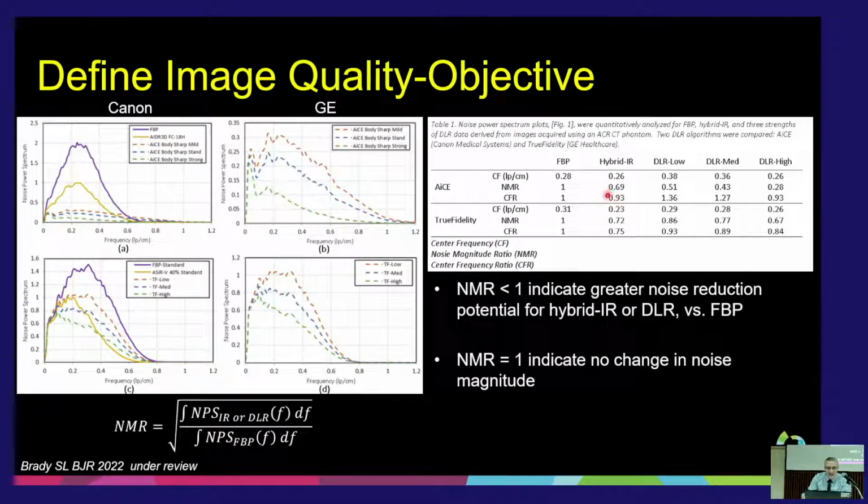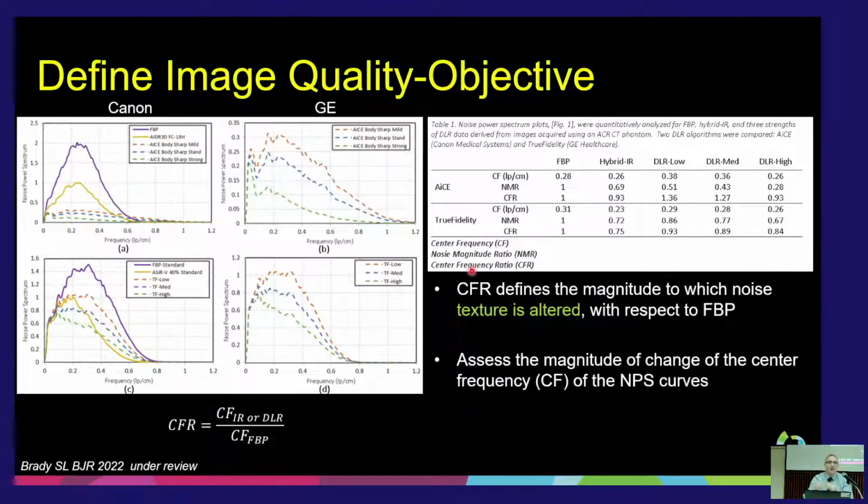And you can kind of see over here, where's my NMR? Right there. So obviously 1 for filter back projection, but all the numbers, 0.69, 0.51, 0.43, 0.28, high levels of deep learning remove a lot of noise. And then the other vendor down here, 0.72, 0.86, 0.77, 0.67, they remove it, but at a slightly different level. If the NMR ever equals 1, then there was no change. That means the noise in one image would be the same magnitude as the noise in the other image. So this is great. That's a great way to compare the magnitude of the noise.